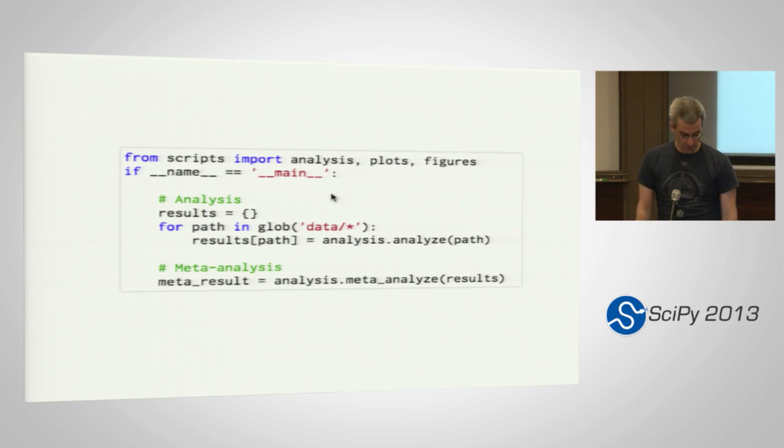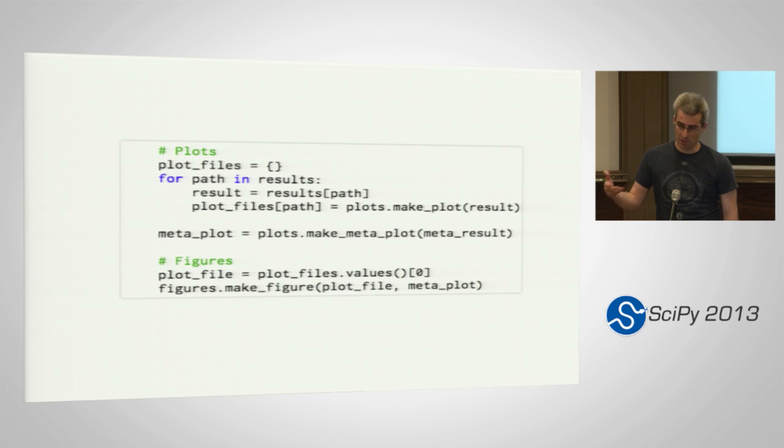I'm going to loop over all of the files in my data directory, call an analysis function on that, take the results of that and do a meta-analysis, take the results of all my analysis steps and make a plot for each one of those. So plots.makeplot from that result, and then I'll make a metaplot of everything, basically what was in my meta results. I'm going to plot that, and then combine those two things together into a figure. So pretty simple, pretty straightforward, but it gives you a lot of power because of the way that these things are now architected.